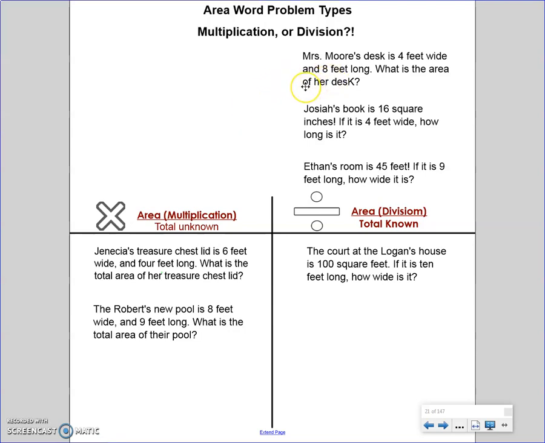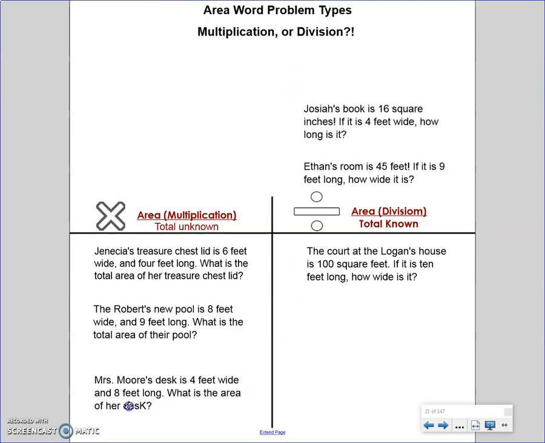What about this next problem? Mrs. Moore's desk is 4 feet wide and 8 feet long. What is the area of her desk? Is this an area multiplication or an area division problem? You're right. This is an area multiplication problem because we do not know the total area. We're trying to find that.